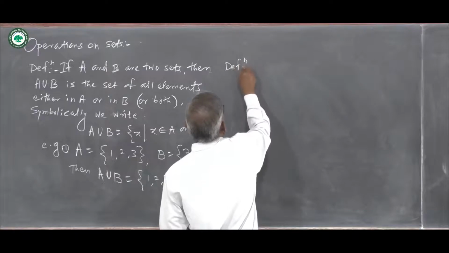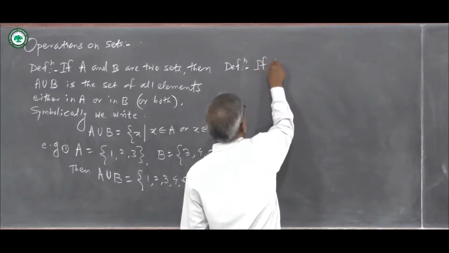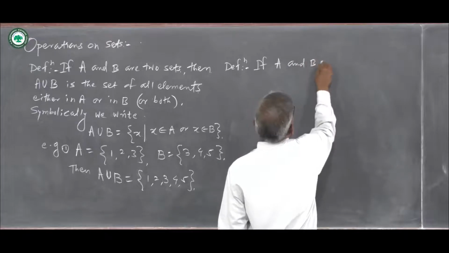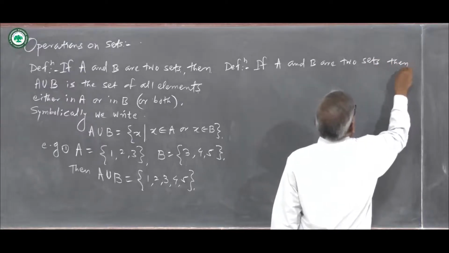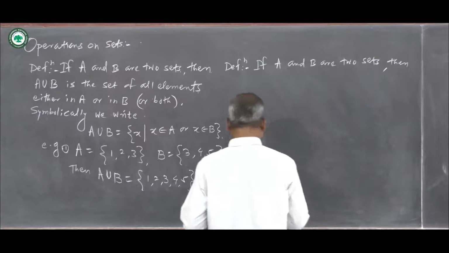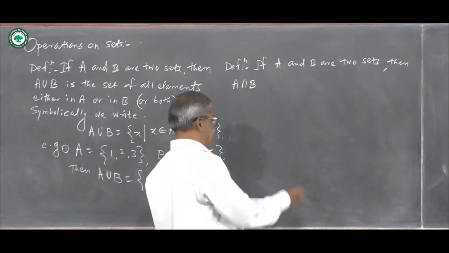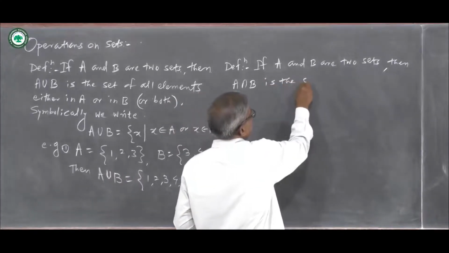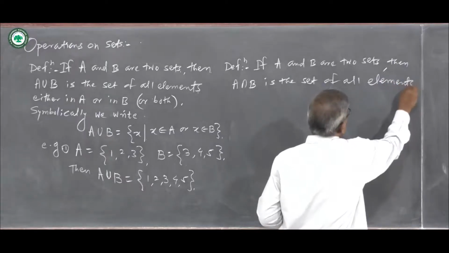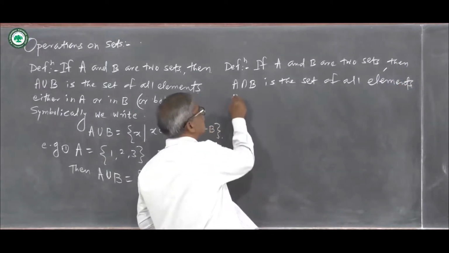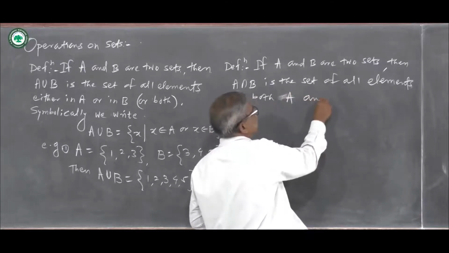Definition. If capital A and capital B are two sets, then A intersection B is the set of all elements in both A and B, in both capital A and capital B.